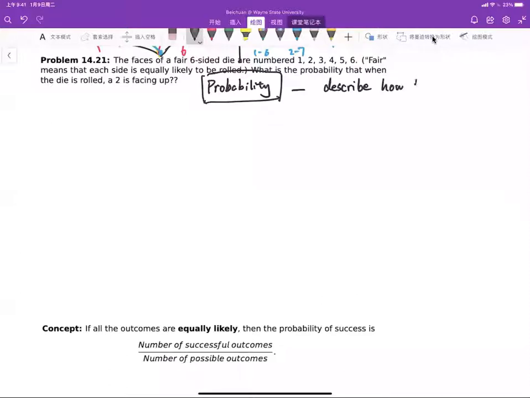how likely an event will happen. So basically that means if the probability of an event is high, it's more likely to happen. If the probability is small, it's unlikely to happen. However, there's a gap between the probability and the real life.